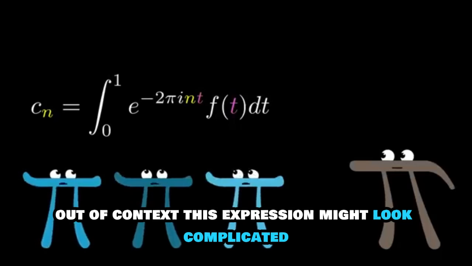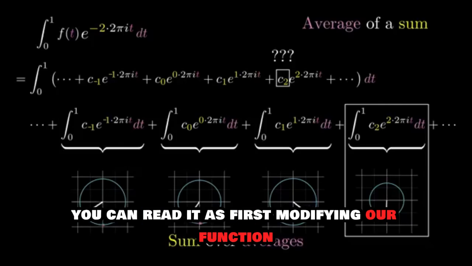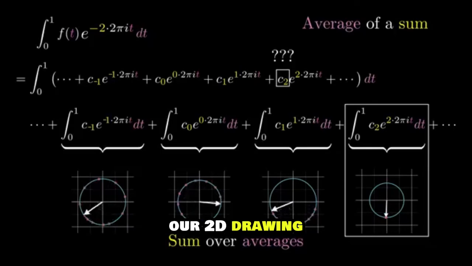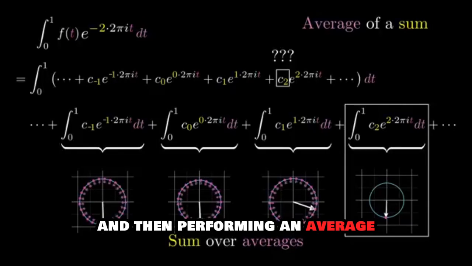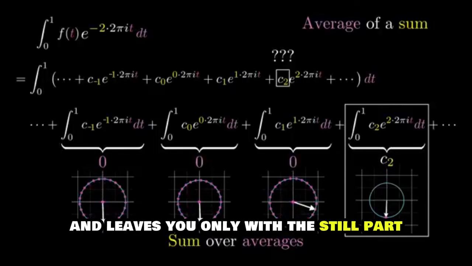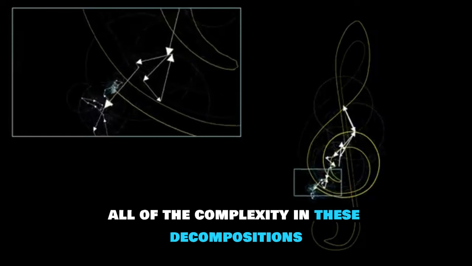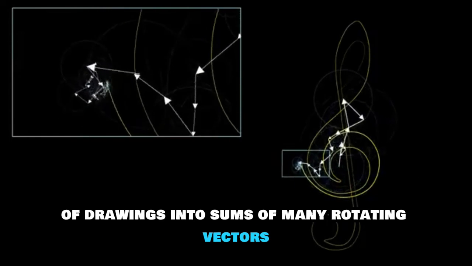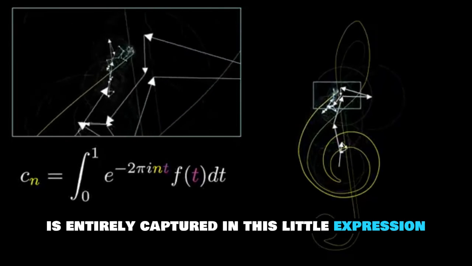Out of context, this expression might look complicated, but remember, you can read it as first modifying our function, our 2D drawing, so as to make the nth little vector hold still, and then performing an average which kills all of the moving vectors and leaves you only with the still part. Isn't that crazy? All of the complexity in these decompositions you're seeing of drawings into sums of many rotating vectors is entirely captured in this little expression.